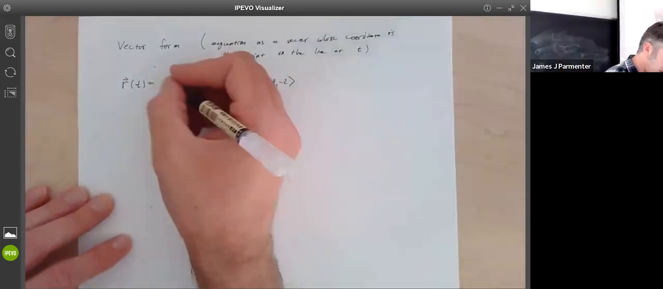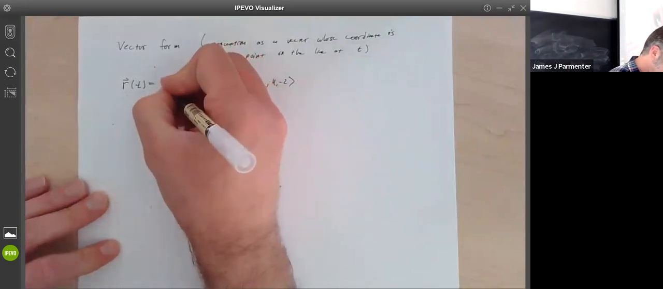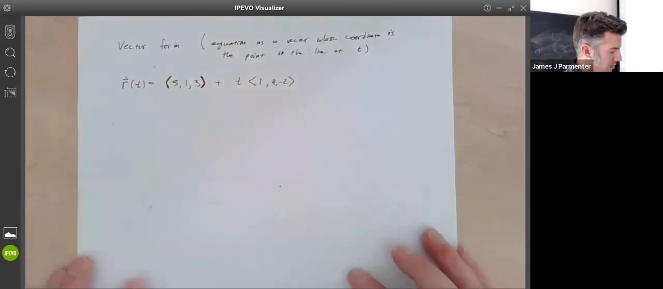If I'm really saying this is a vector, I should probably say it's a vector plus a vector, even though I know it's a point. I wouldn't worry too much about this though.